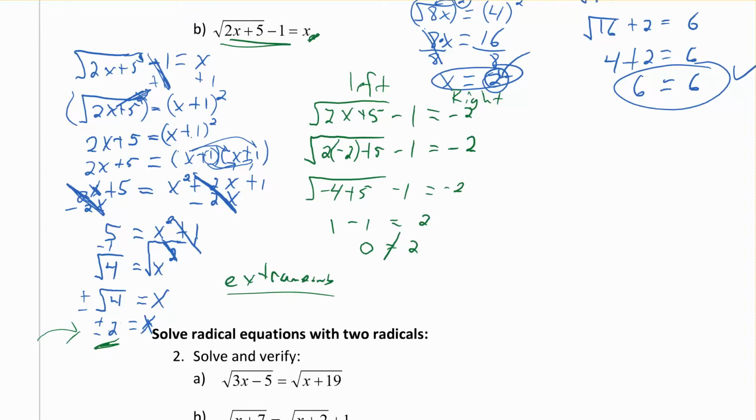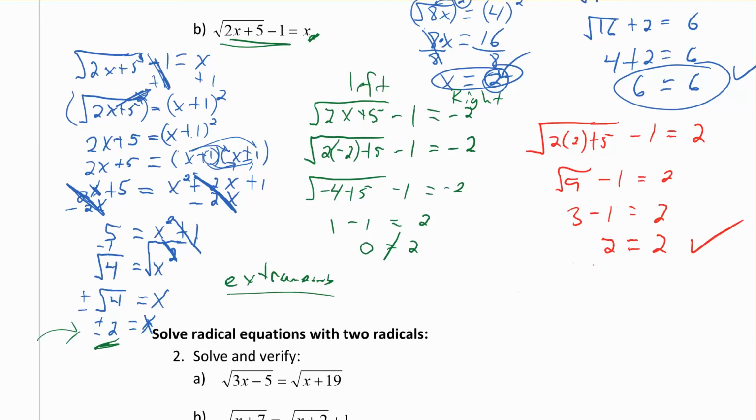So if we check the other one though, let's just check 2. So 2, square root of 2 times 2, and not negative this time, plus 5, minus 1 is equal to positive 2. And if I fill this out, this is 4 plus 5 is 9. Square root of 9 minus 1 is equal to 2. Well, square root of 9 is 3, so that's 3 minus 1 is equal to 2, which is saying 2 is equal to 2, which it is. So 2 was our right answer there. So x is equal to 2.